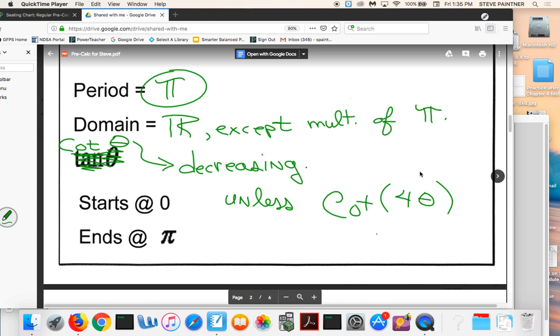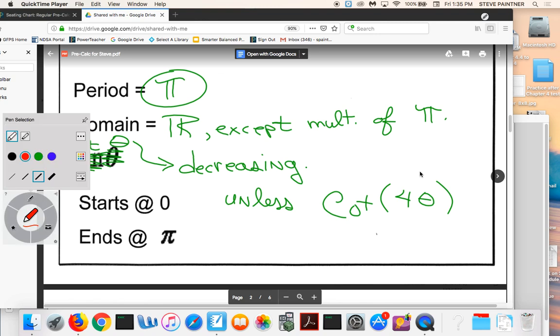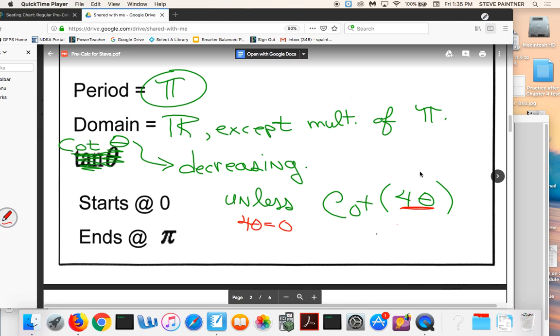You can probably do that in your head, but I'm going to do it by setting them equal. Okay, here I go. You might want to do this. Take this number inside, set it equal to what? 0. Set it equal to what? The end point, pi. Okay, so where are we going to start? Divide by 4. What's the answer? We will start at 0.